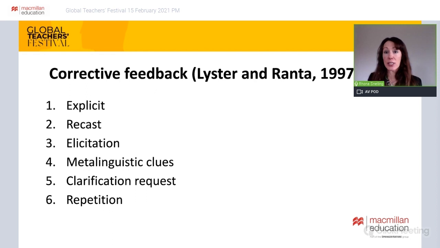Next up, clarification request. This is simply where the teacher would ask about the concept of the question. So for that student who says, "I go running yesterday," the teacher could say, "When did you go running?" And again, hopefully the student will correct. And the last one, repetition. This is where the teacher repeats the error and highlights it in some way, perhaps with a raised voice. So if the student says, "I go running yesterday," the teacher would say, "I go running yesterday?"